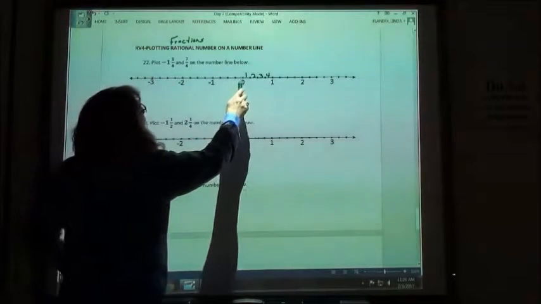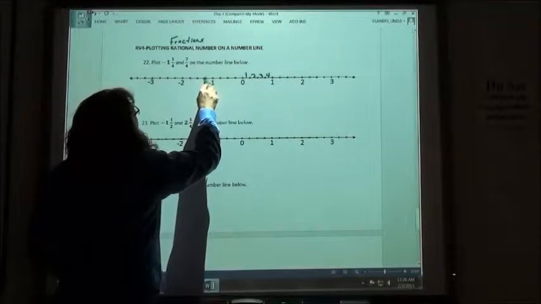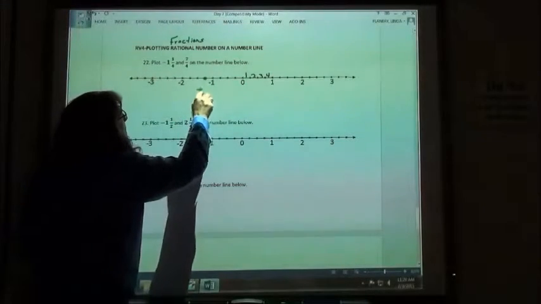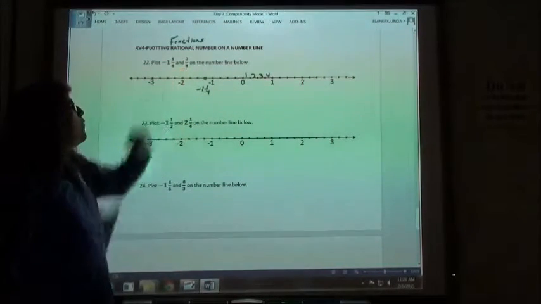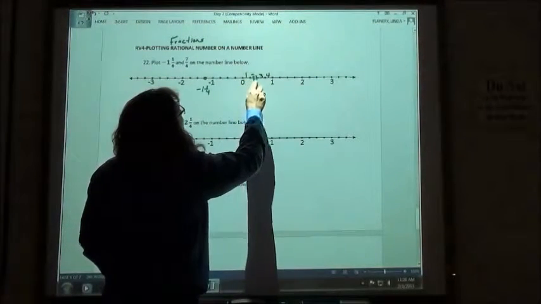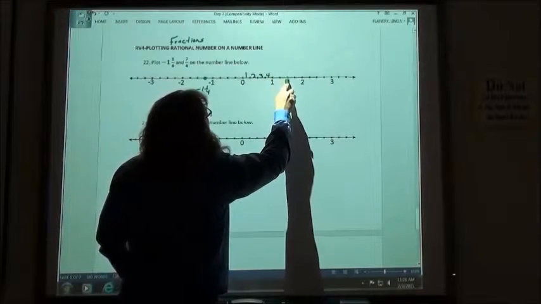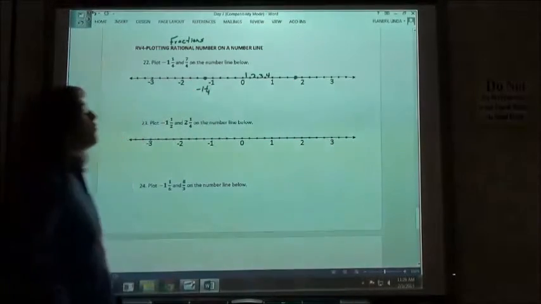If I'm going to do negative 1 and 1/4, I'm going to go to negative 1 and then 1/4 to the left since it's negative. And so negative 1 and 1/4 would be right here on my number line. If I'm doing 7/4, it's positive, so I'm just going to count 7/4. 1/4, 2/4, 3/4, 4/4, 5/4, 6/4, 7/4. Right there would be my 7/4.